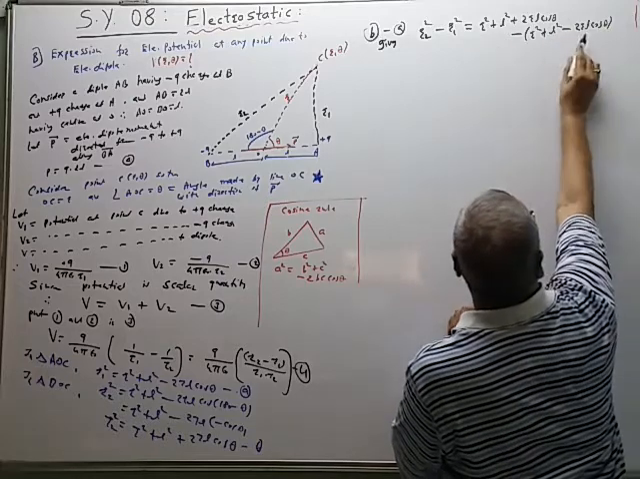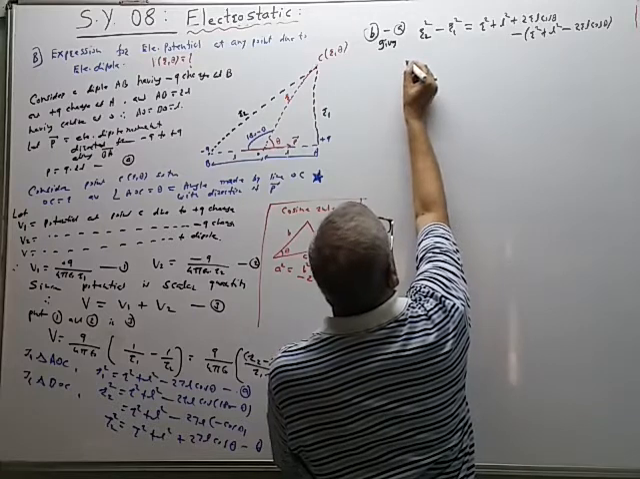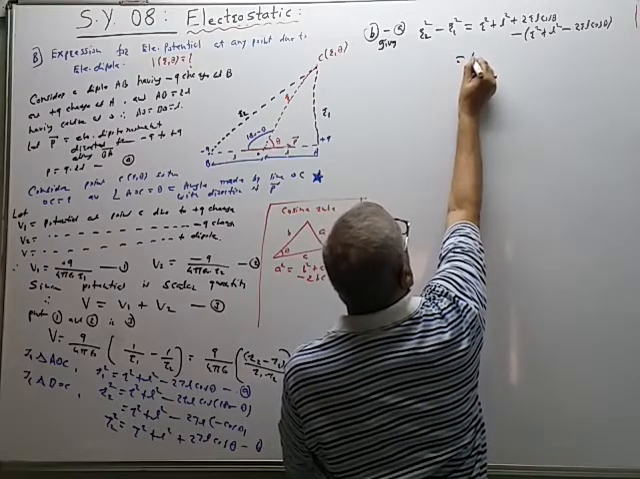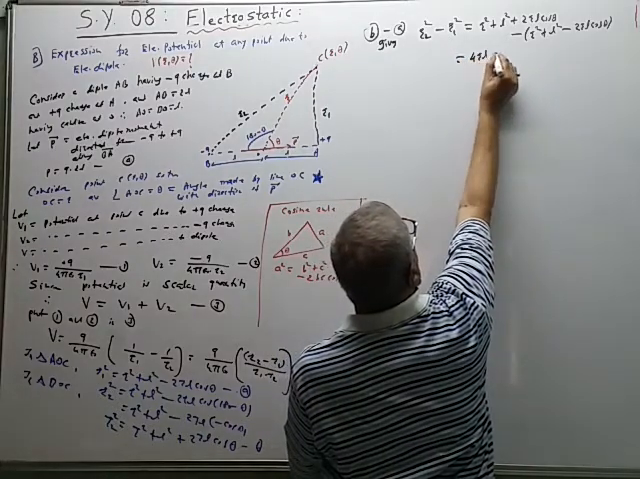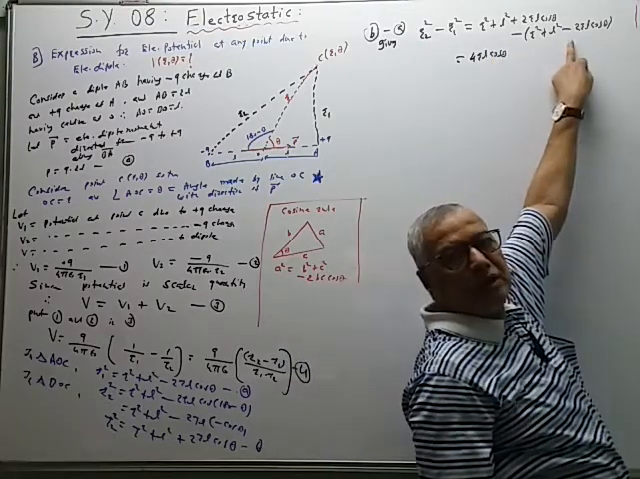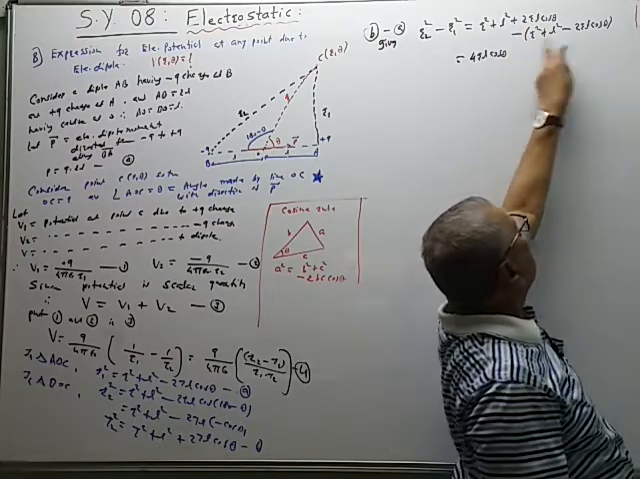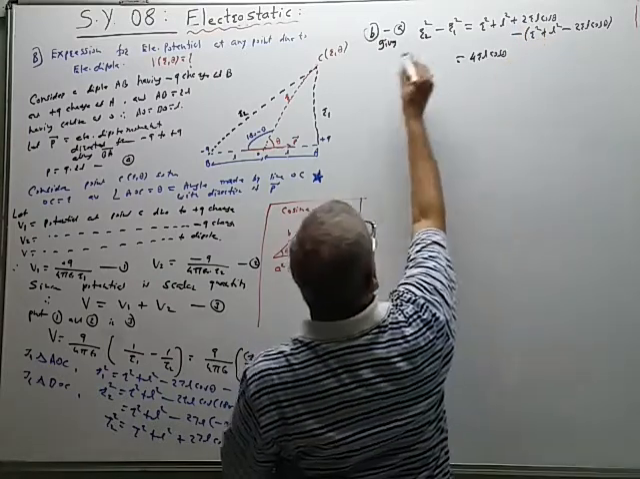So now if you open the bracket, R square will get cancelled, L square will get cancelled, and therefore the right hand side is only 4 times RL cos theta. This is simple mathematics. This minus minus will become plus. So this is plus, this is also plus. So 2 RL cos theta plus 2 RL cos theta, total value is 4 RL cos theta.